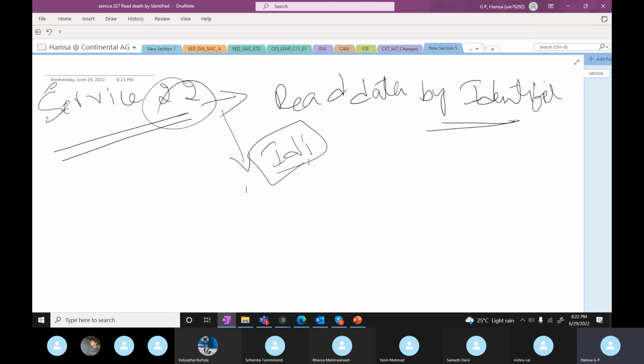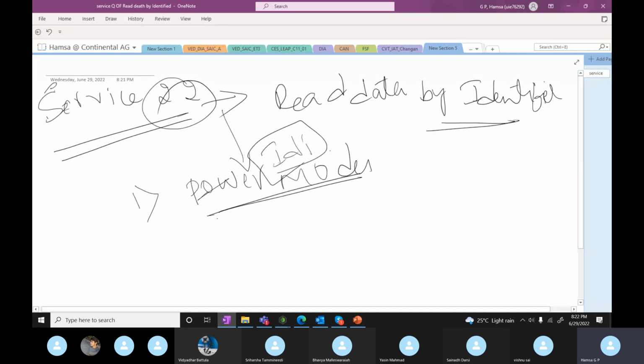So what exactly is meant by read data by identifier? Let me take one example. There is something called power mode, right? We have already discussed the power modes, how many power modes there are in the car. So how will the code be for this?